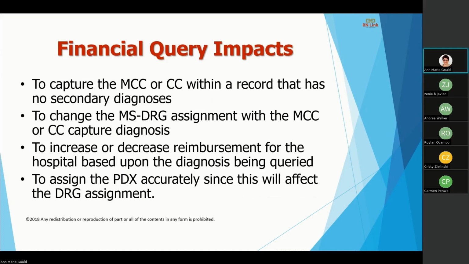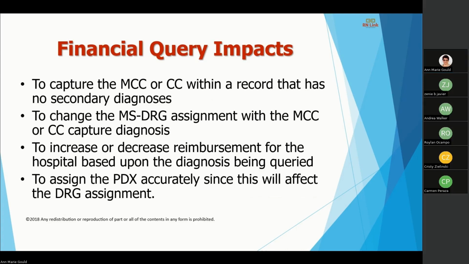Financial query impacts: it's capturing an MCC or a CC within the record where there are no secondary diagnoses. Okay. You want to change the MSDRG assignment with an MCC capture or CC capture, because there's no MCC or CC on the record. You're also going to increase or decrease reimbursement for the hospital based upon the diagnosis being queried. So sometimes if you're validating a metabolic encephalopathy and they don't have it, they have dementia only, you're going to decrease that DRG assignment from an MCC to a CC. And that's okay. You're getting quality data. That's what you want, quality data.